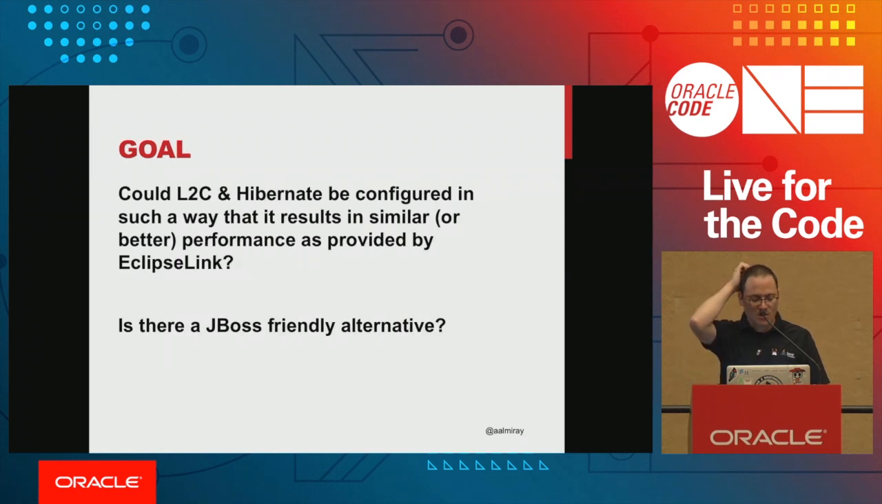So the goal in this case was to see if we were able to configure Hibernate in a way that would behave very similar to EclipseLink, or perhaps even get better performance. Is there any caching option that we could use that would be compatible with the one vendor or one solution that the customer was expecting?